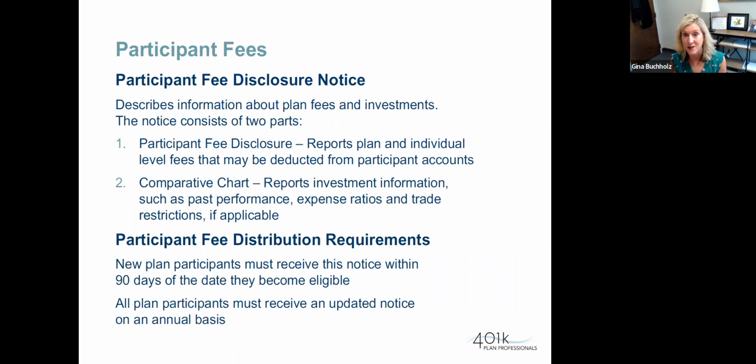And in that fee disclosure, it's kind of a two-part disclosure. It will show the plan and individual fees, and then it'll also show the investment information. It'll benchmark past performance. It'll show all of the expense ratios on those mutual funds, if there's any trade restrictions, and again, any other fees for distributions, loans, any other type of transactions. If you amend your plan, there might be an amendment fee that you have to pay, but all of that will be in these fee disclosures.